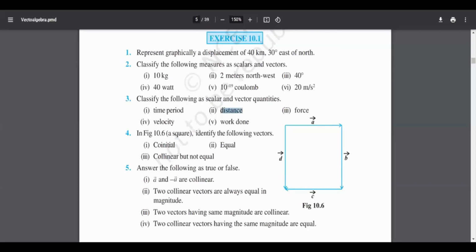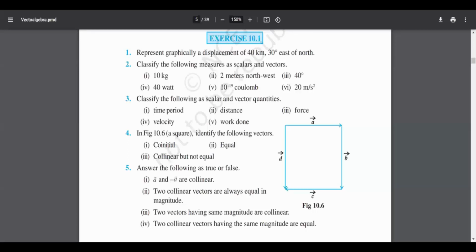Force. Force has direction, as we all know. We apply force in the northeast direction. So we specify direction along with force. So force is a vector quantity. Velocity, again, force, velocity, acceleration, displacement, all are vector quantities. Work done. Work done is a scalar quantity. Okay, as its unit is joule, and we do not need to specify a direction for work done. So let us move to question number 4.